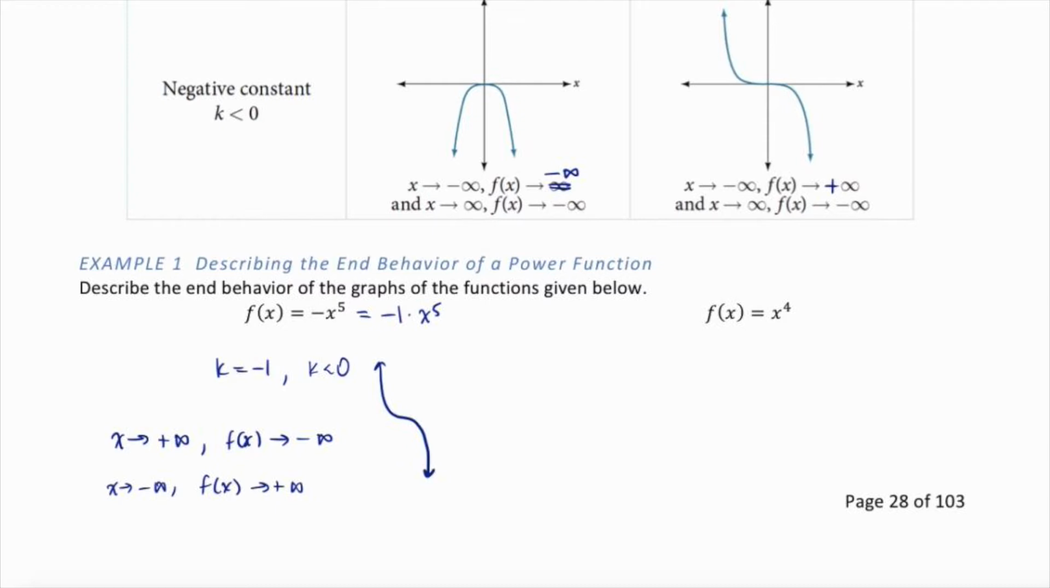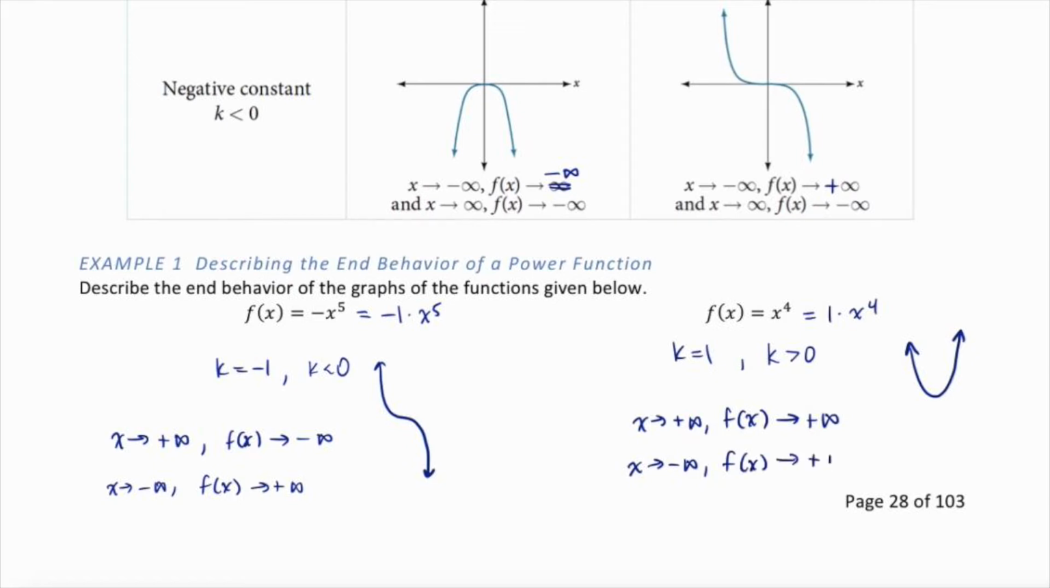Let's look at the next example. f of x equals x to the fourth. I can rewrite this as 1 times x to the fourth. This tells me that k equals 1, so k is greater than 0. Our graph will look something like this. So as x approaches positive infinity, f of x will approach positive infinity. If you're looking at the cases from your book above, this would be even power positive constant. It is the one of 4 cases that we did not find a typo in. And as x approaches negative infinity, f of x will also approach positive infinity.